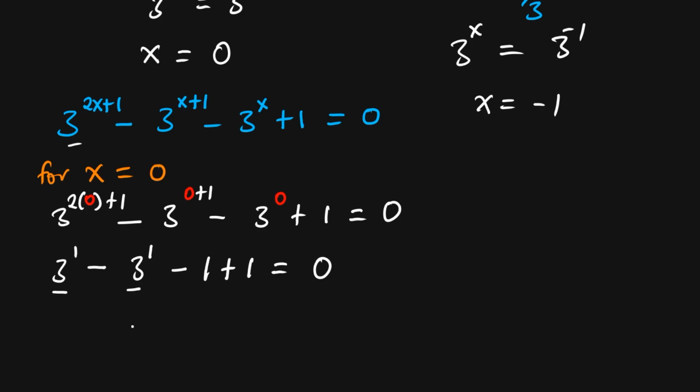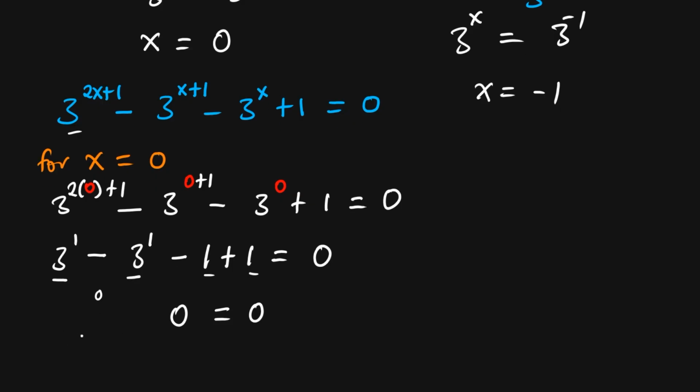This cancels with this, so we remain with a 0 here. And this cancels with this, so we remain with a 0 on the left hand side, which should be equal to the 0 on the right hand side. Since the left hand side equals the right hand side, therefore x indeed equals 0. To save time, we can use the calculator to check for the validity of the obtained values of x.